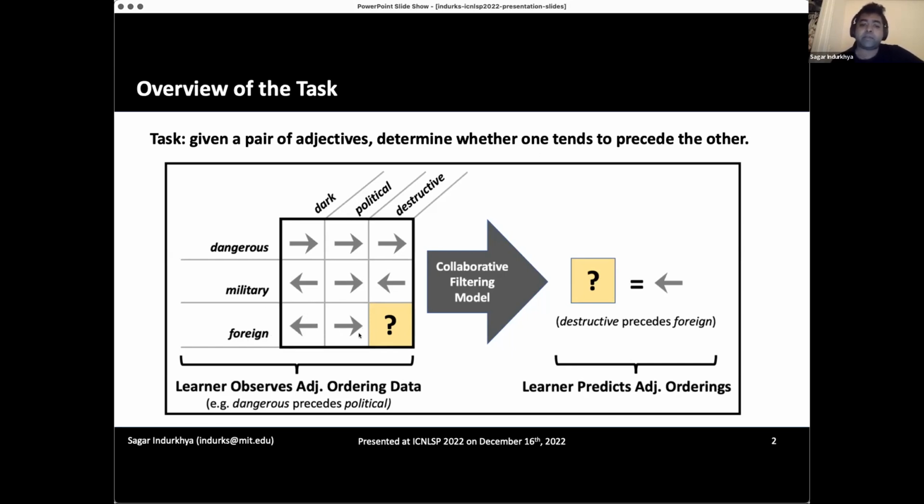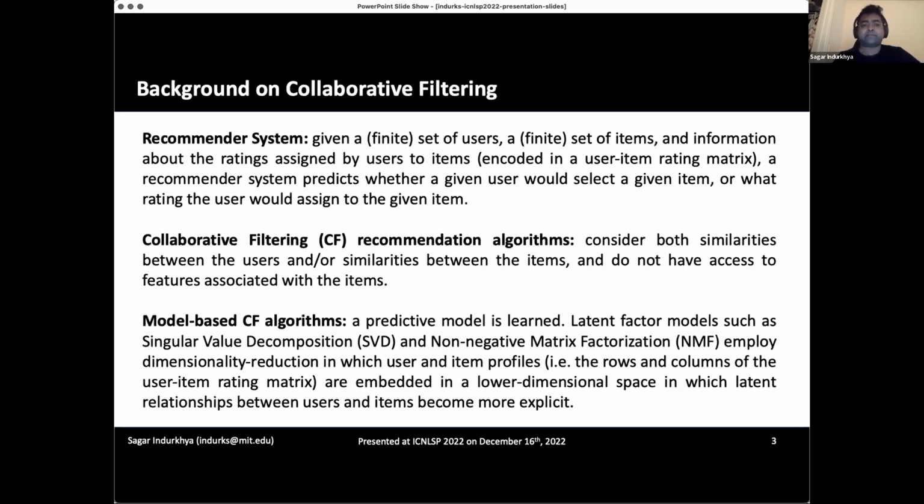And the approach that I'm taking in this study is to apply a method called collaborative filtering to do that. So now I'll walk into a little bit of what collaborative filtering is. Okay, so just a quick background on collaborative filtering. I won't read all of the text. Instead, I'll try to give a more intuitive description based on a system we're familiar with.